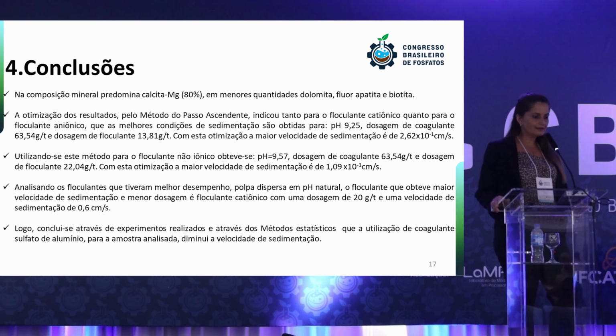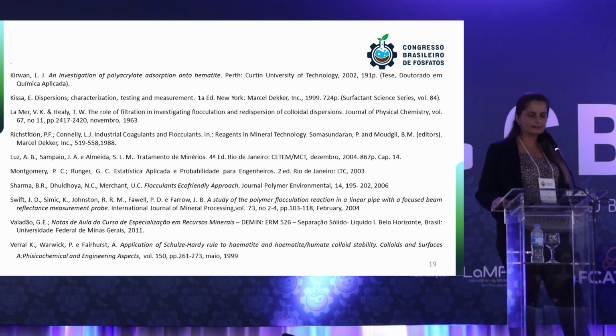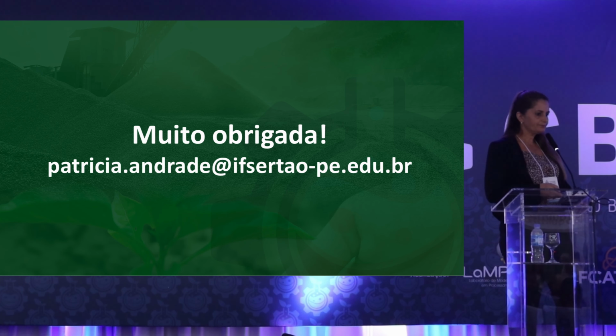And I concluded that via these experiments and also statistical methodologies, the use of aluminum sulfate coagulants, okay, for the sample analyzed, reduces the sedimentation speed. So whenever we work with pre-coagulants, the pulp diminishes its sedimentation speed. So that's it. Thank you very much to all of you for your attention.